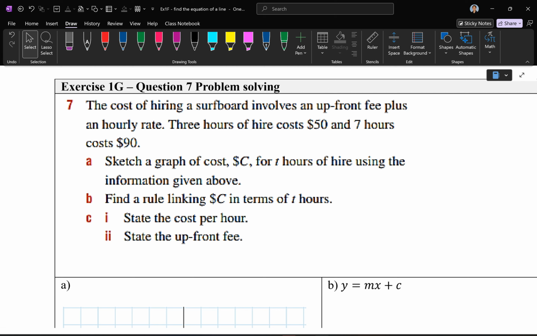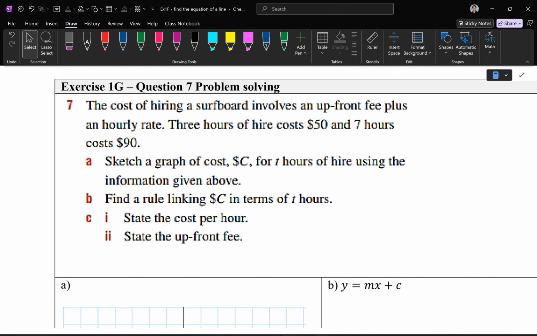This is a problem. What they haven't done for you is model it into an equation. You have to create the equation yourself. Unlike before, where you had y equals, etc., they gave you coordinates. Now they don't. Think of a hypothetical situation: if you went to hire a surfboard, it could be a $5 entry to get into a certain area, and then an hourly rate of about $20 per hour. If you hire it for 2 hours, it's $40. So how much would you pay overall?